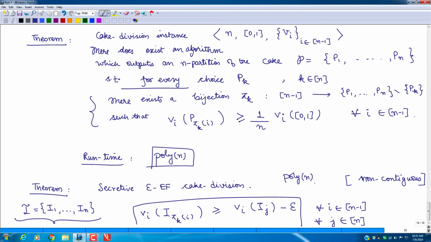Remember the difficulty we had in computing envy-freeness in the general model, which was not secretive. Here it's a partial information setting, and again we are able to achieve epsilon approximate envy-freeness in poly time. The proof is entirely different, but this is one thing you can keep in mind.